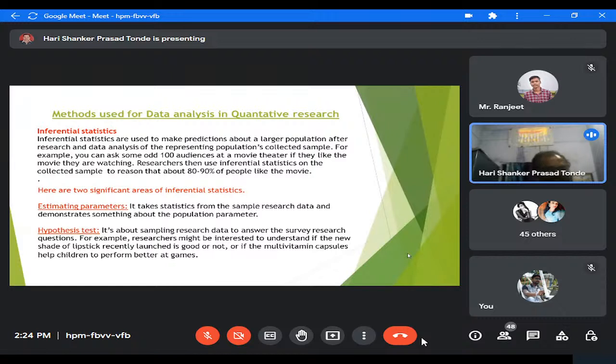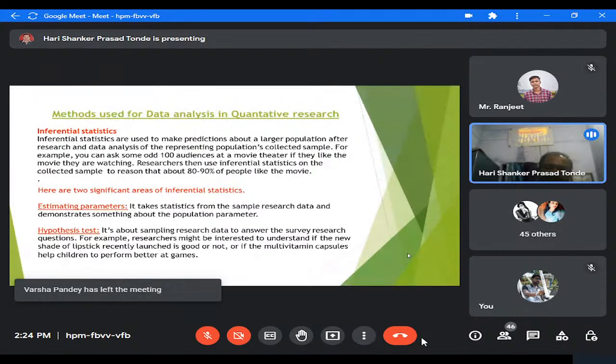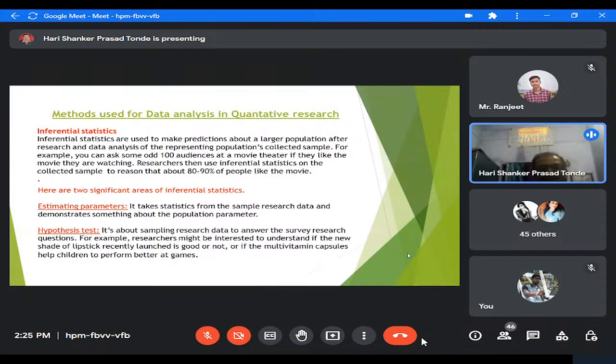Second one is the hypothesis test. It's about sampling research data to answer the survey research questions. And as you all know, hypothesis plays an important role in the research problem for identifying solutions. So you have to make some hypothesis, which is your predictions regarding the research problem. For example, researchers might be interested to understand if the new shade of lipsticks recently launched is good or not.